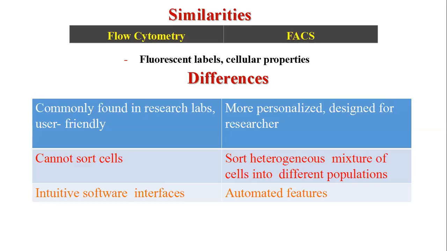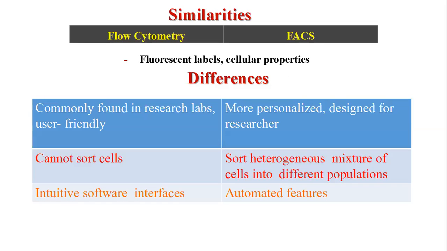Now, as I said, flow cytometry and FACS are very similar types of instrument, but they have some differences also. The similarity is that in both cases, we have to add fluorescent-tagged antibody to detect the cell type. And this particular instrument should be used only for cellular analysis, not for other purposes. For cellular analysis or cell level analysis.